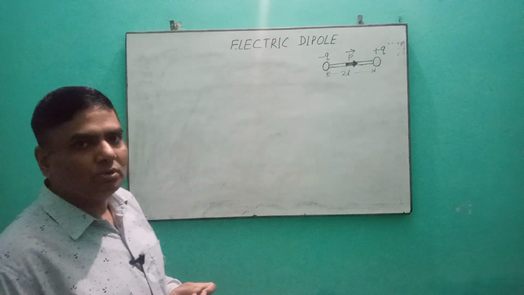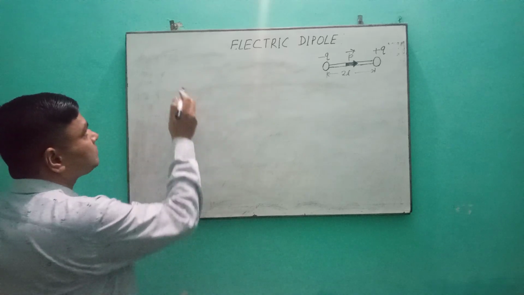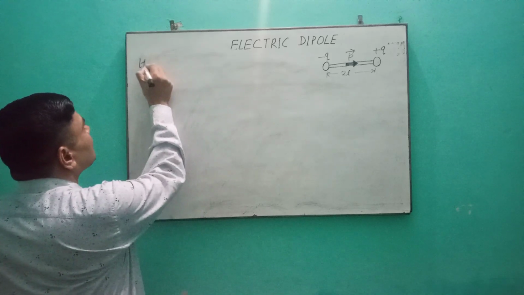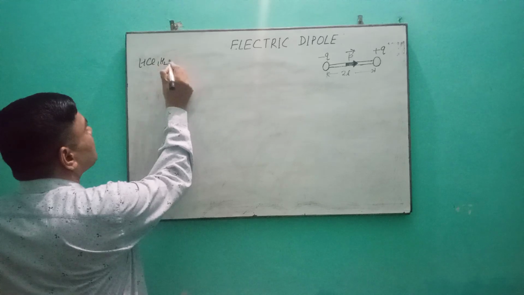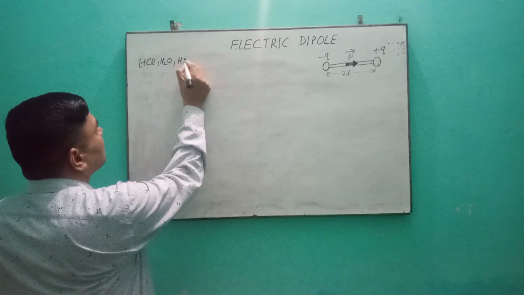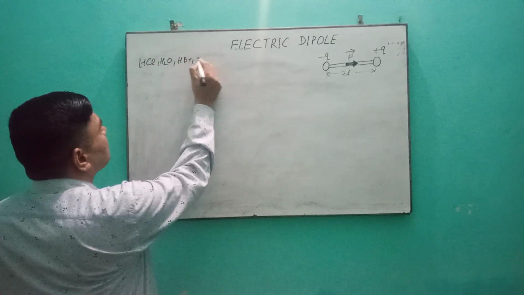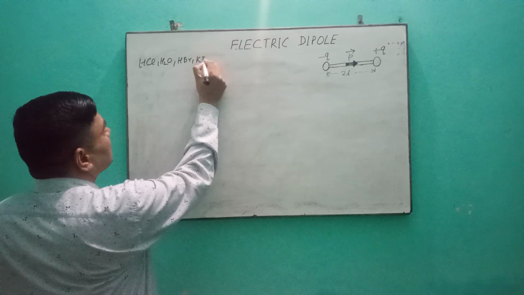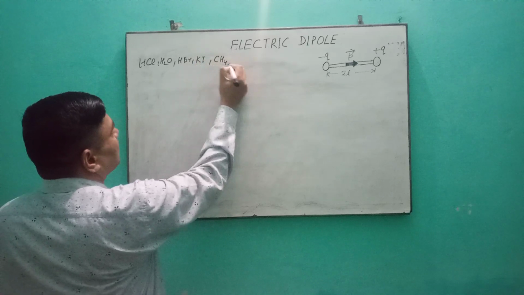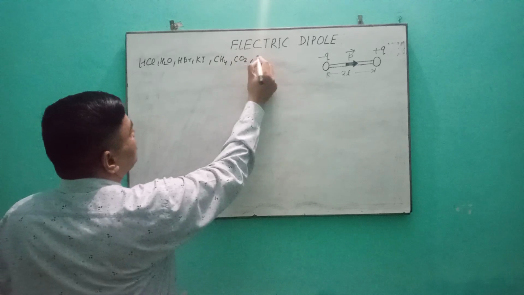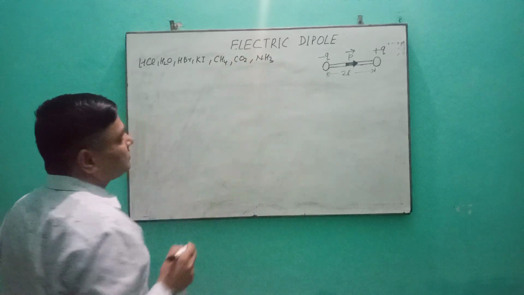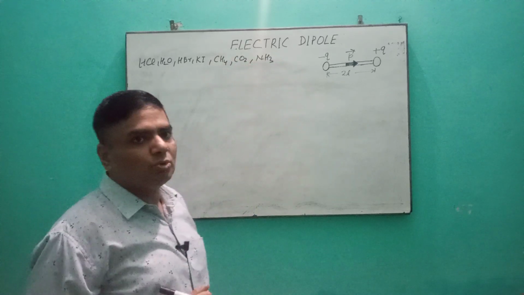Examples of electric dipole molecules are HCl, H2O, HBr, KI, CH4, CO2, NH3. These all are examples of electric dipole molecules.